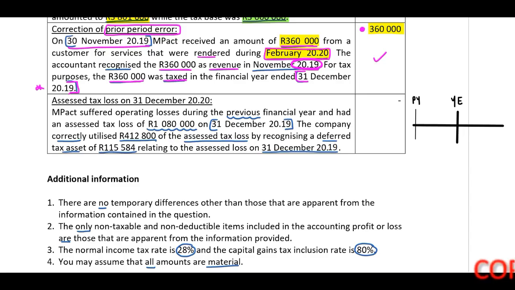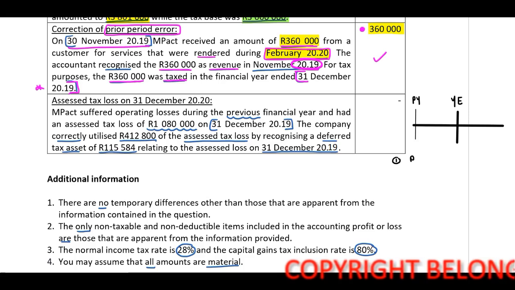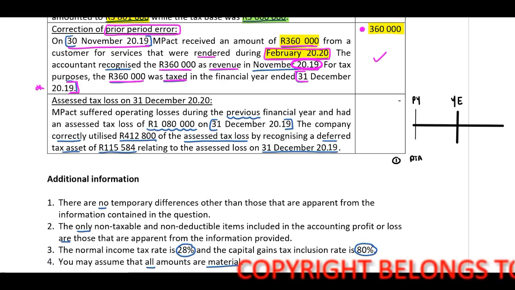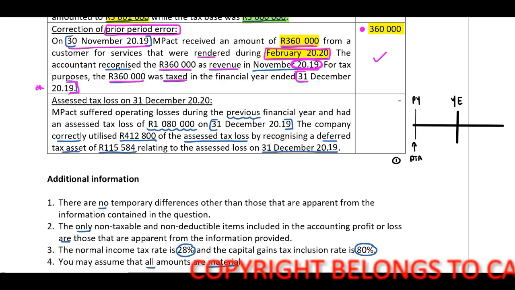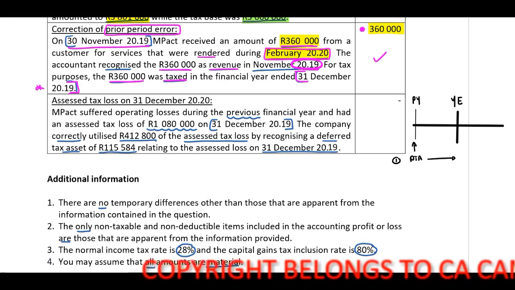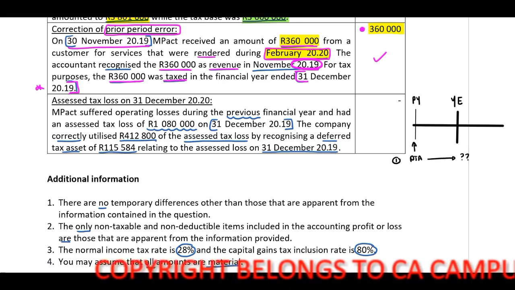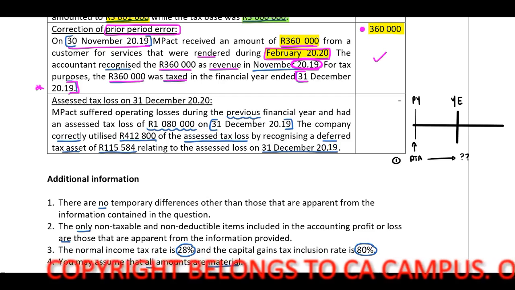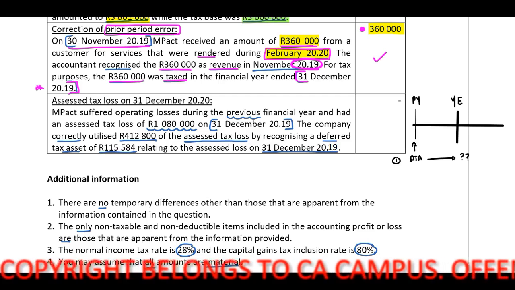Before we look at the assessed tax loss, I just quickly want to revise two principles of IAS 12. Number one, the standard indicates to us if we have recognized a deferred tax asset in the prior year, the following year we need to revise if that deferred tax asset is still applicable. If not, guys, we need to take it out.